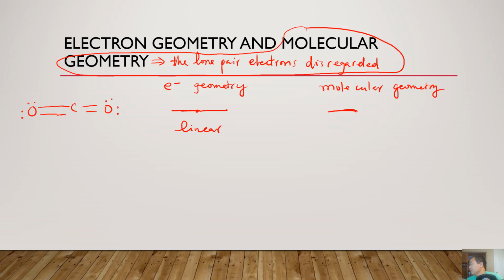It will be the same, and the bond angle is 180 degrees. So this is also linear. When we look at BF3, boron is connected to 3 fluorine atoms by a single bond.